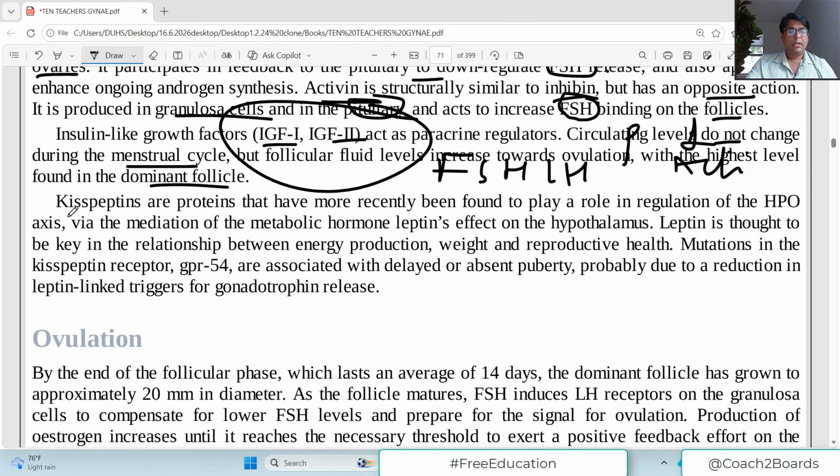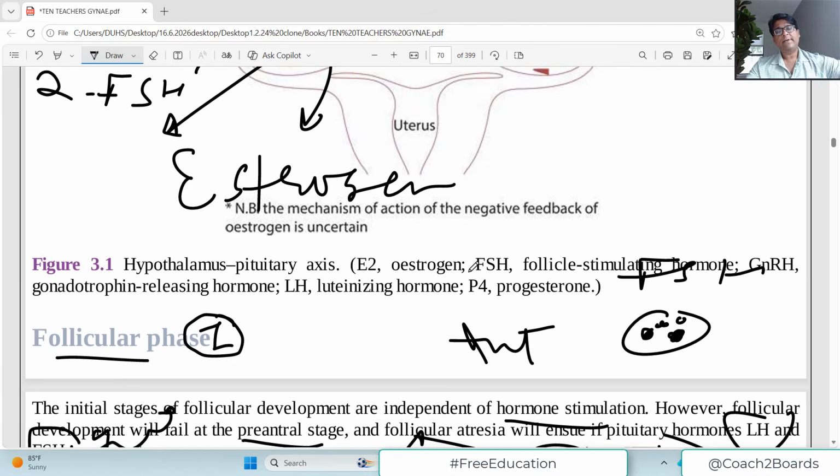Okay. Kisspeptins are also important protein molecules. They have been found to play a role in regulation of the hypothalamic-pituitary-ovarian axis because they mediate metabolic hormone leptin's effect on the hypothalamus. But this is also not routinely asked in the examination. So what is the summary of the follicular phase?